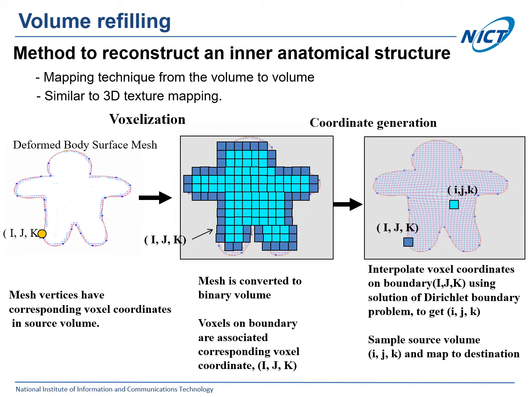And then, as shown in the right figure, the source voxel coordinates ijk for the internal voxels are calculated by solving the Dirichlet boundary problem on the basis of the voxel coordinates on the boundaries. Finally, we mapped the source volume by sampling the source volume data.